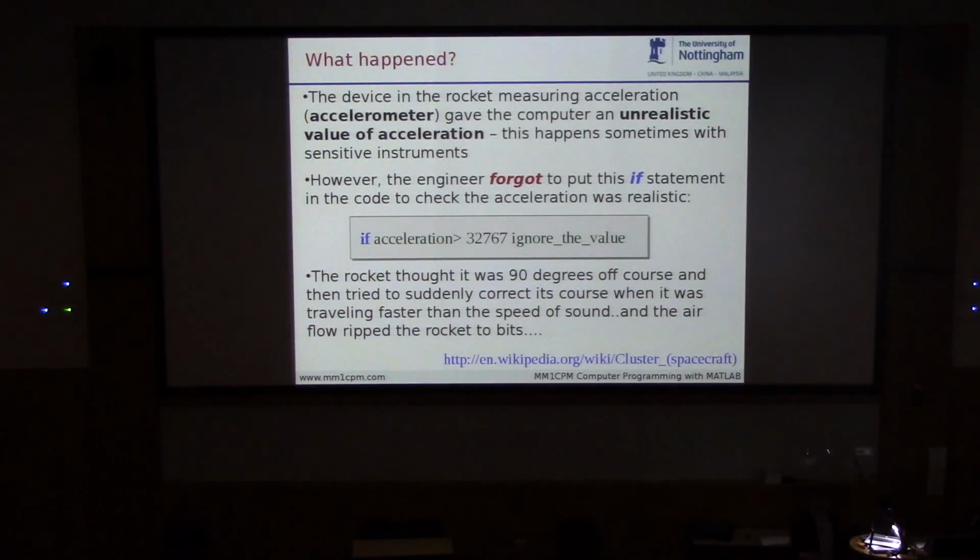You know, this can't possibly be true. Just chuck the value out. So what the engineer should have done is put in a statement that said basically, if acceleration is bigger than this value, ignore the value, okay? And he forgot to do this. And because he forgot to do this, the computers then thought, oh, I'm 90 degrees off course. I must correct my trajectory. And it wasn't at all 90 degrees off course. And when the rocket tipped over like that, because it thought it was correcting itself, then the supersonic airflow just destroyed it. So this was all caused by this one if statement.